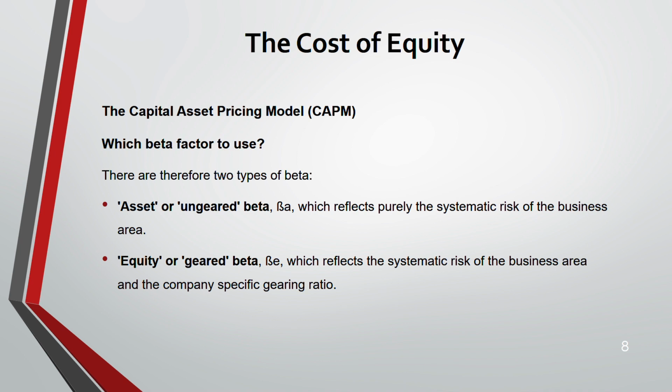One is known as asset, which is ungeared. Ungeared means what? It only measures business risk. Ungeared, no debt, 100% equity. Second is known as equity or geared beta.